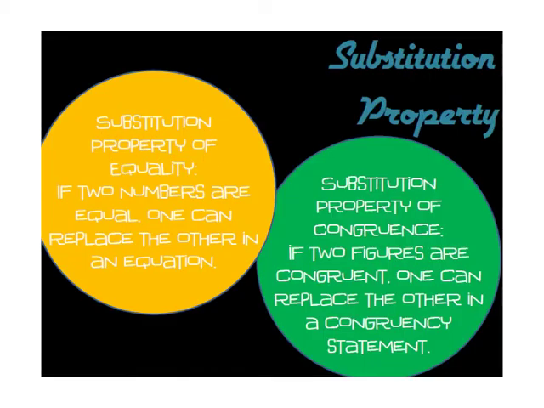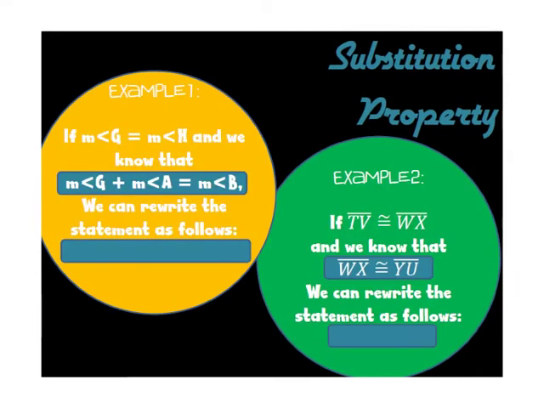The substitution property of equality states that if two numbers are equal, one number can replace the other in an equation. The same is true with the substitution property of congruence. If two figures are congruent, one can replace the other in a congruency statement. In example 1, if the measure of angle G equals the measure of angle H, and we also know that the measure of angle G plus the measure of angle A equals the measure of angle B, we can rewrite the statement replacing the measure of angle G with its equivalent angle H, and write the measure of angle H plus the measure of angle A equals the measure of angle B.